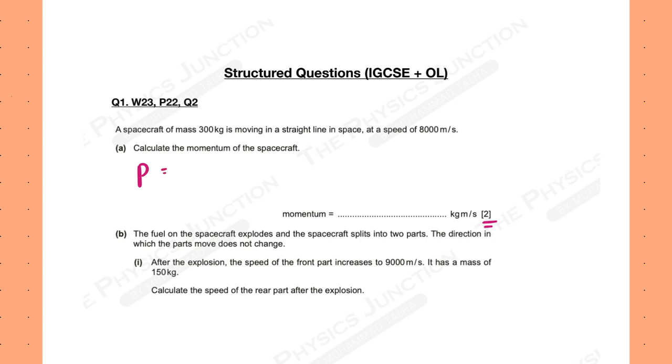There's 1 mark for the working. So showing that this is the formula. Mass is 300. The speed and hence the velocity is 8,000 meters per second. So this turns out to be kg meters per second. One of those parts where the units are already given, so you don't need to do anything much.